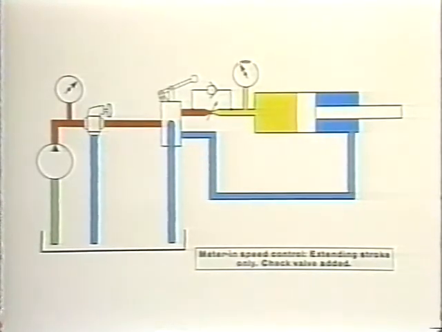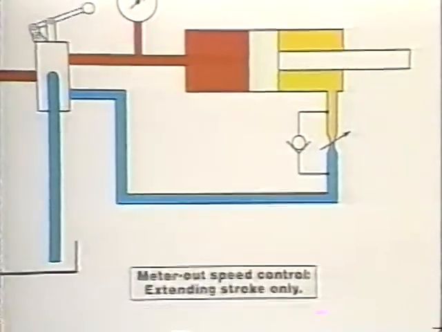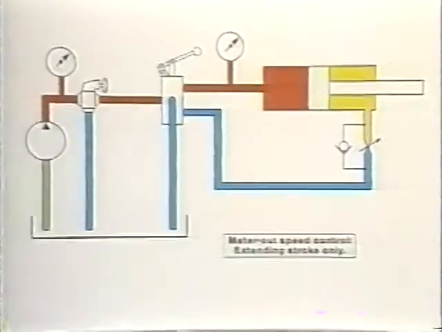However, meter-in circuits can only be used with opposing loads. If the load in this example should tend to run away, it would pull the cylinder ahead of the oil supply, and since the exhaust flow has a free path back to tank, our meter-in circuit would not prevent the load from running away. In this instance, let's put the flow control on the outlet side of the cylinder. In other words, we'll control the flow coming out. This is known as a meter-out circuit.